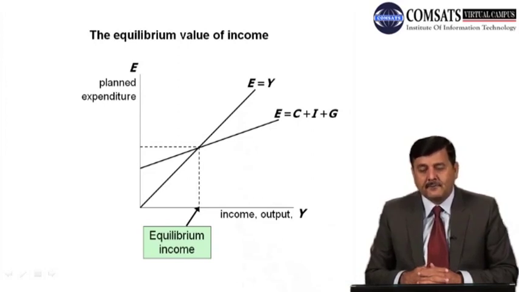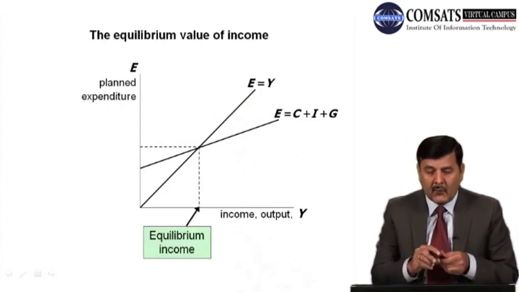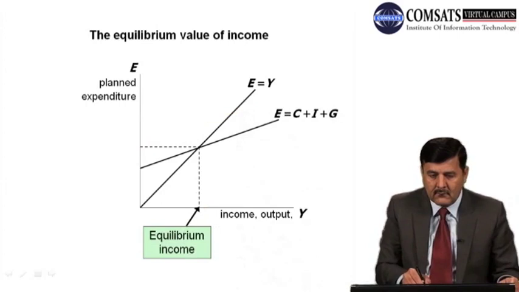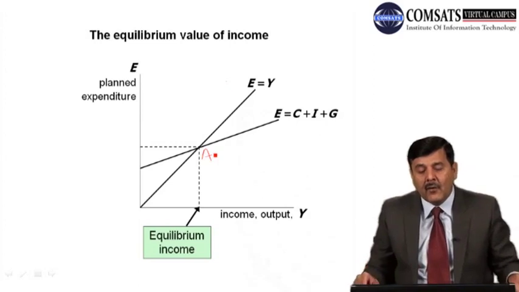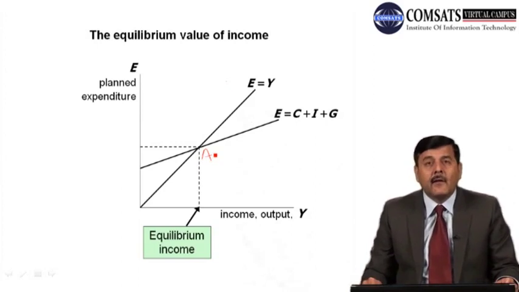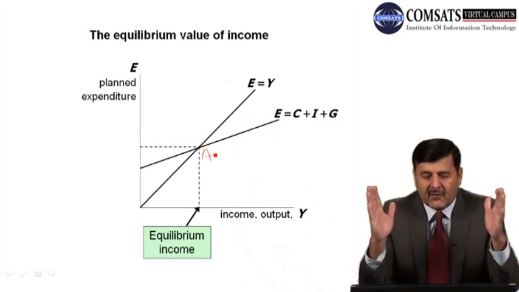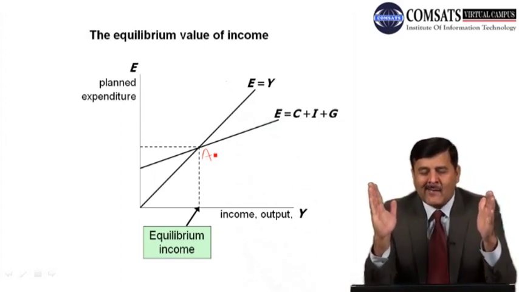Now you see that Y is the income line, E is the planned expenditure line, and both of these two curves are intersecting at some point. Suppose we call this point A. Now if you look at point A, what is happening at point A? Income is equal to expenditure, E is equal to Y. So this is the equilibrium level of income and the equilibrium level of expenditure in the economy. And this situation is known as the Keynesian cross.